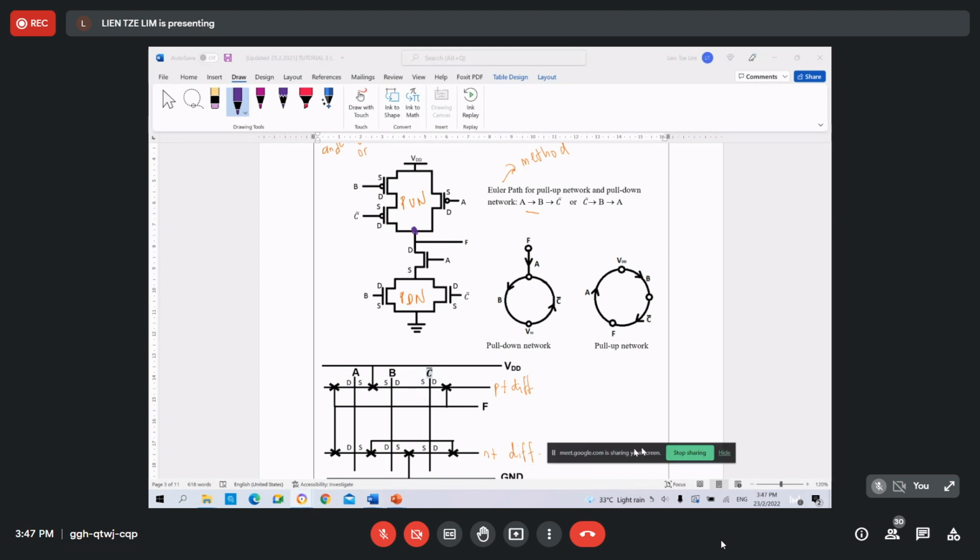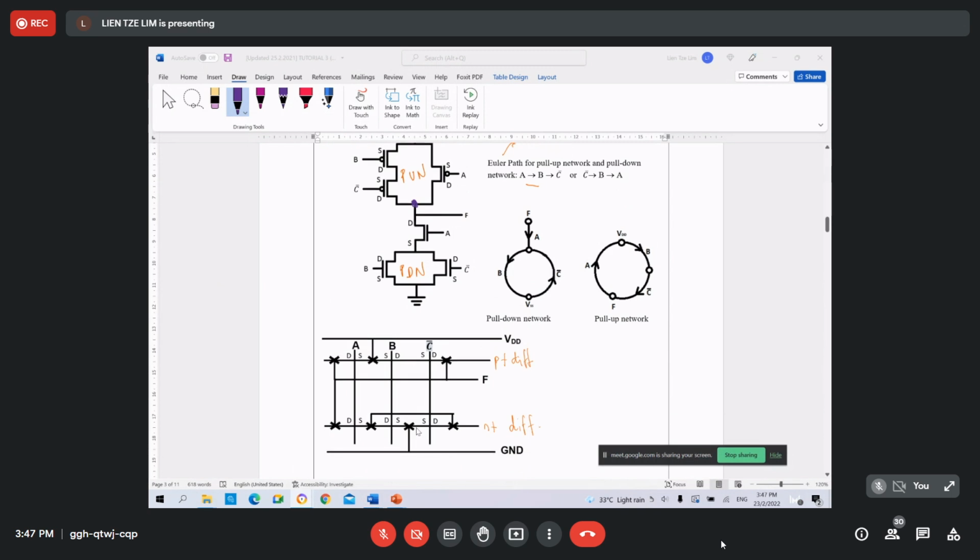For the pull down network, it is also the same. The source is connected to the ground. So we can easily identify which ones are the terminals in the stick diagram and label them ourselves. For this one, this is a source terminal. These two terminals are connected to the ground with a contact. And for the others, this is a drain terminal, drain terminal, drain terminal. We can then label accordingly.